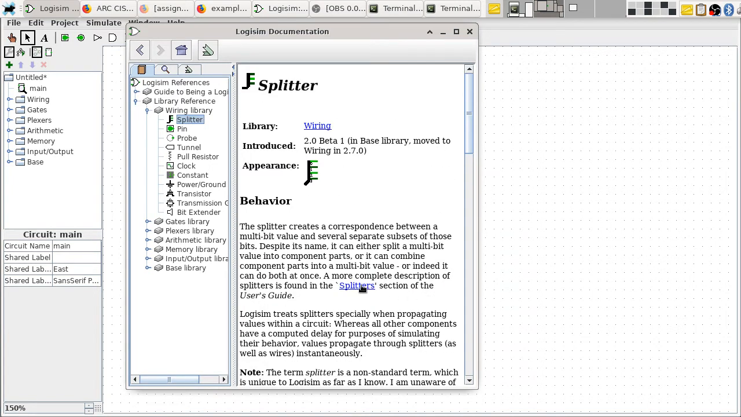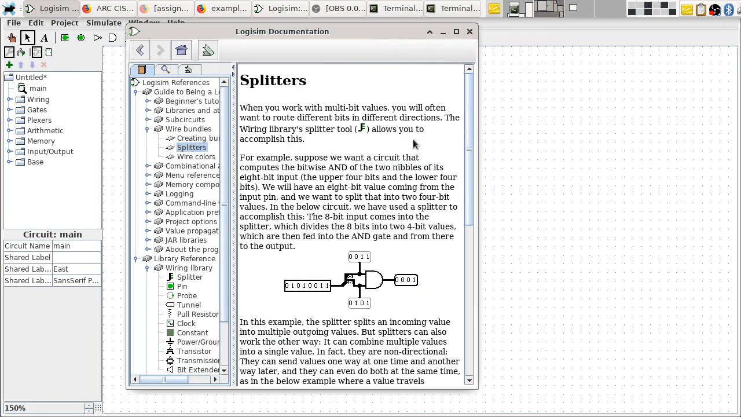It even refers to the user's guide, which is not the same as a reference, because the user's guide gives you an example, and it explains what is going on in that particular circuit. So that's also something that you might want to look into when you want to find out what a particular component is or how to do a particular thing.